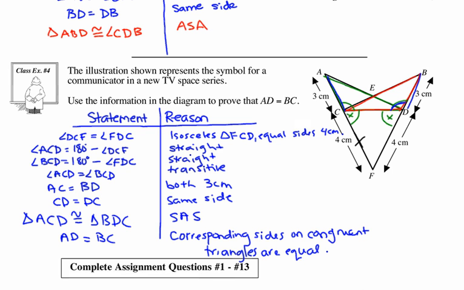And there we go. And so that's the end of this lesson. So the homework is 1 to 13. Make sure you check your homework online and that you really go through and ask, did I do my proofs correctly? Because these are so important.